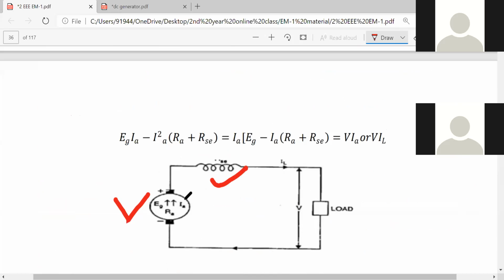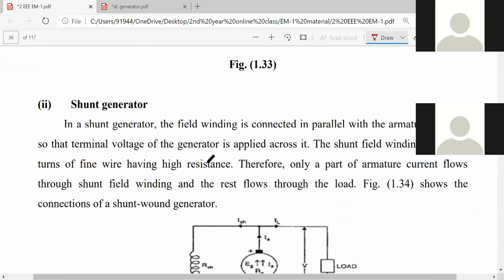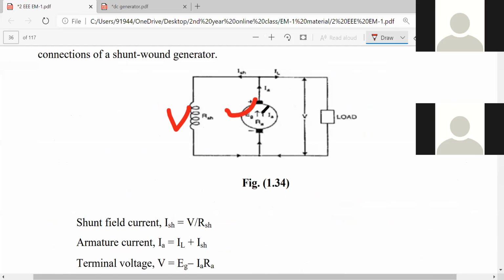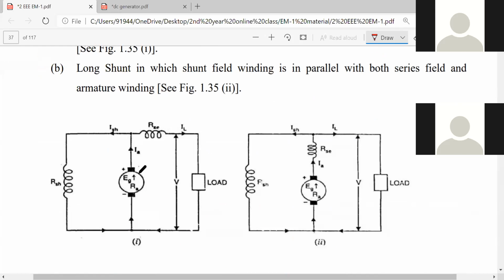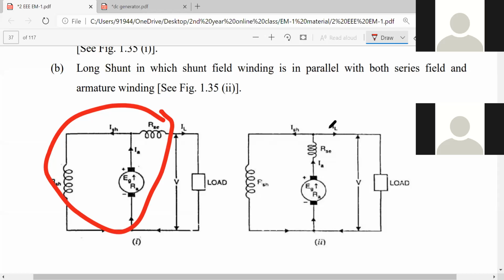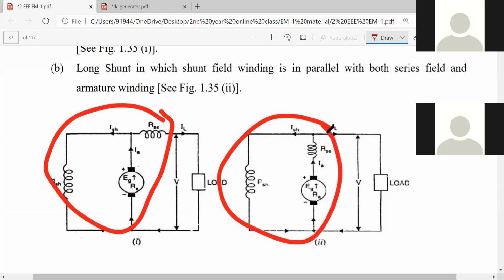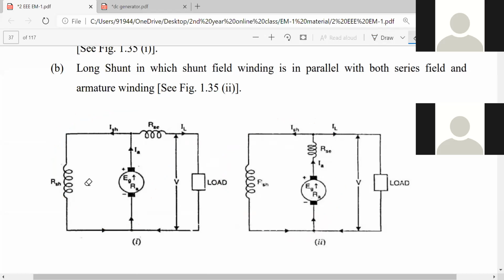If both armature and field are connected in parallel, see here, the type of machine is called a shunt wound generator. Compound means both are mixed. That means a parallel and series combination, and that type of machine is called compound. Here this is a short shunt, and this is the long shunt. Short shunt and long shunt machines.